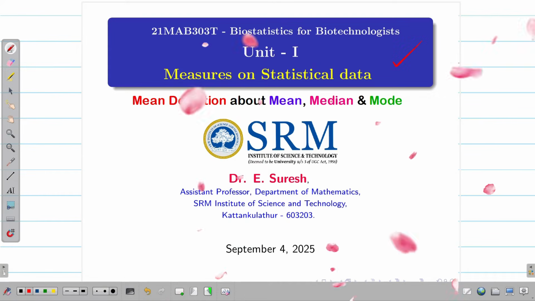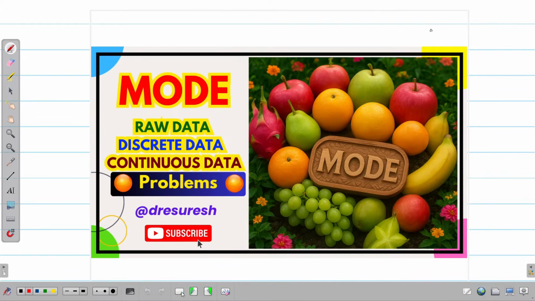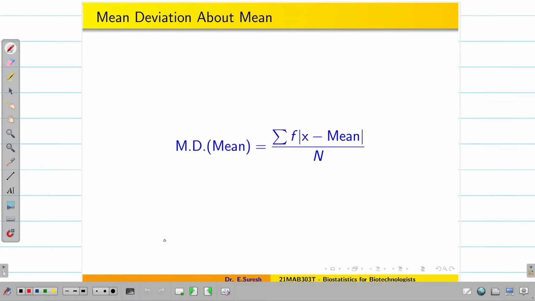Dear students, welcome to the problem solving session on mean deviation about the mean, about the median and mode. At first, you should have to learn how to find arithmetic mean, median and mode. If you don't know how to find this, go to the playlist, watch that video and come back here. Let us write the formula first.